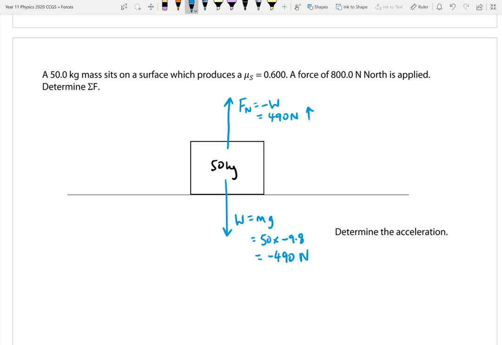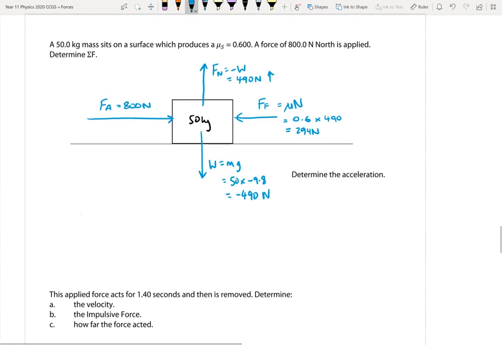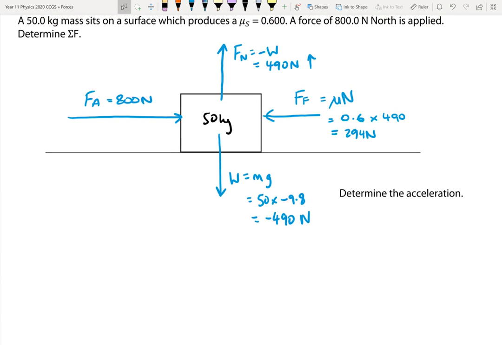Let's just take this as, I think it will start to accelerate, but let's figure out what the friction force is. That's going to equal mu N. So we'll go 0.6 multiplied by 490, which is 294 newtons. And now we come along and apply a larger force of 800 newtons.